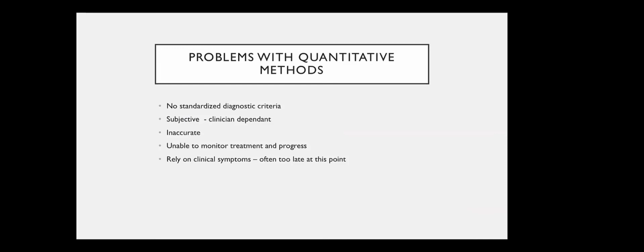Another problem is that you're not actually able to monitor treatment or progress. So if you are to diagnose periimplantitis, what is your end goal? Is the idea that you're meant to have absence of bleeding on probing? Is that a good enough treatment aim? Or is there another thing that we can actually monitor and track? And lastly, you're often relying on clinical symptoms, and by this point, it's often too late if the patient's actually having problems with their implant.